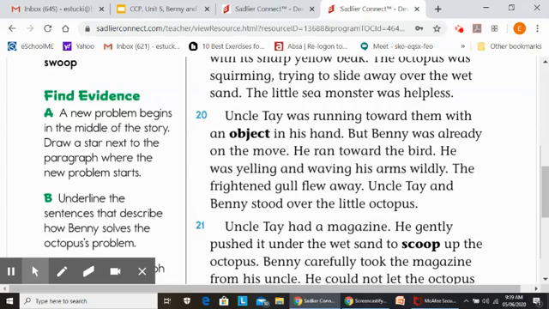A new problem begins in the middle of a story. They say, draw a star.